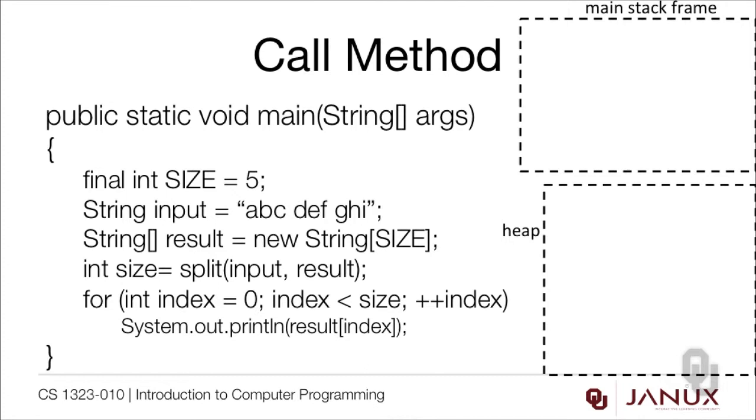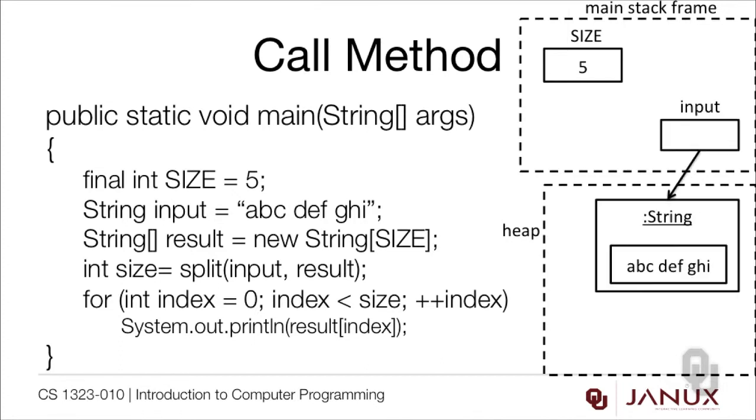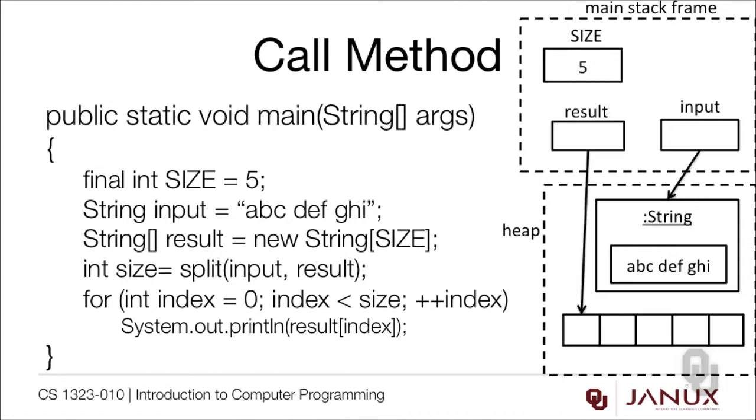So let's trace this now and see what happens. In our main stack frame, we've got our constant 5, and we've got our input, which is a string with A, B, C, D, E, F, G, H, I in it. Then we have our array. Now, when it's allocated, we allocate, remember, the positions on the heap. And then we call our method. Now, the integer size doesn't have anything in it until we return from the method. So while it's there in memory, we're not actually going to use it.